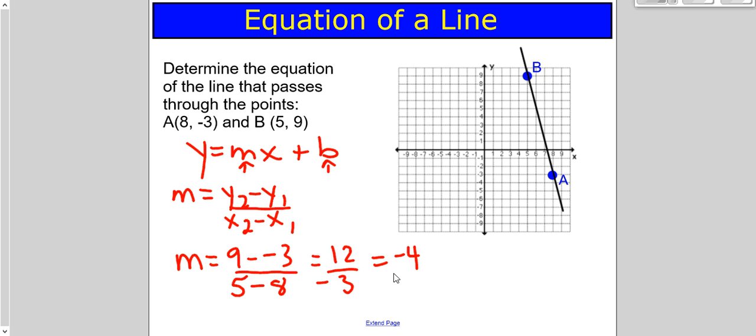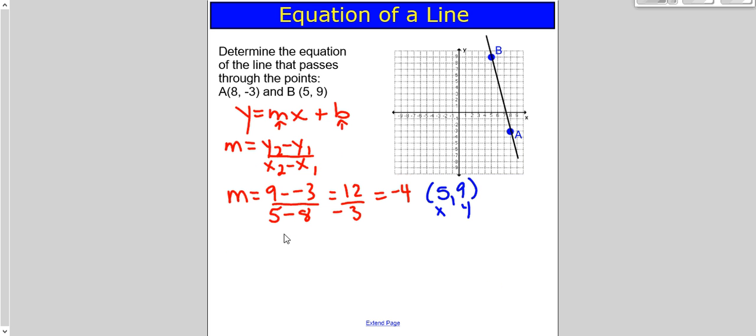Then, once I have my slope, I want to pick one of my points. It doesn't matter which one. I think I'll use B since both those numbers are positive. There's my x, there's my y. And I'm going to put all that information in for y equals mx plus b.